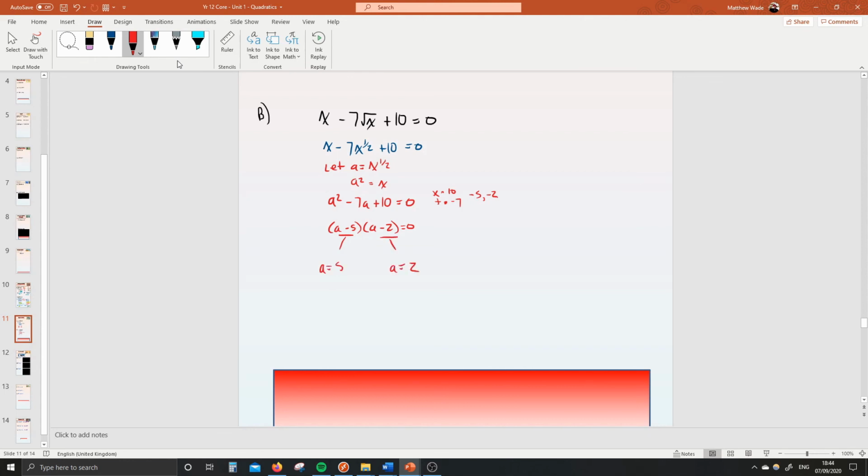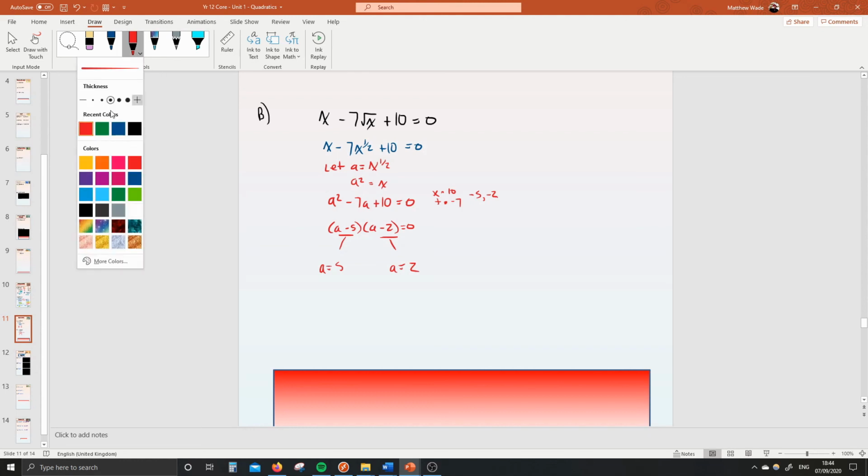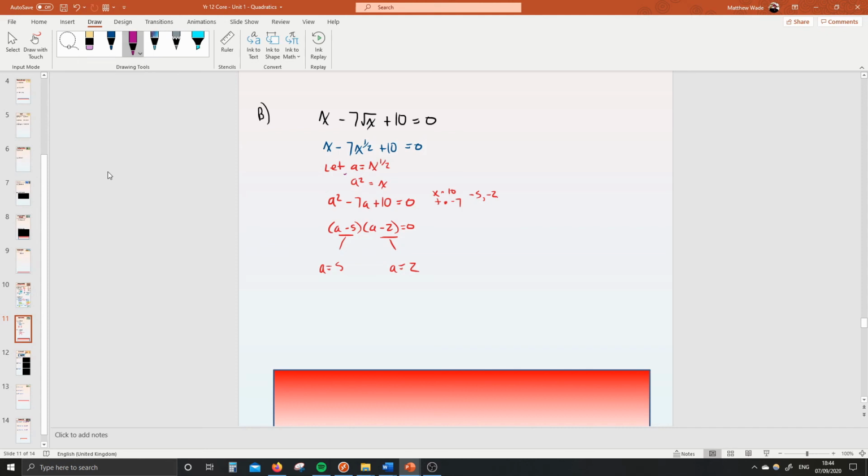Now you might be thinking to yourself, oh good, result, this is the final answer. But don't forget, it's not quite. The question wasn't about a's, it was about x's. So pop this in again. You know that a was x to the 1 half. So x to the 1 half equals 5, or x to the 1 half equals 2.